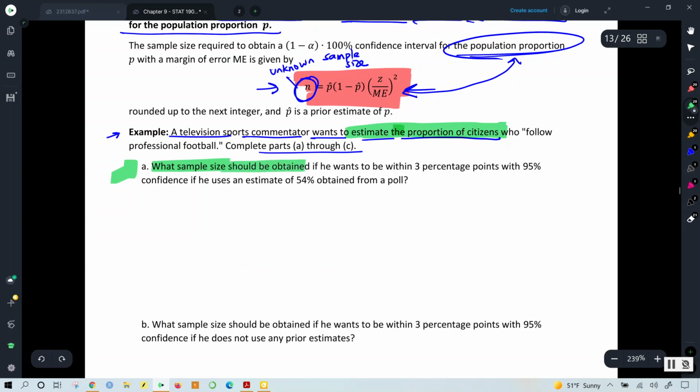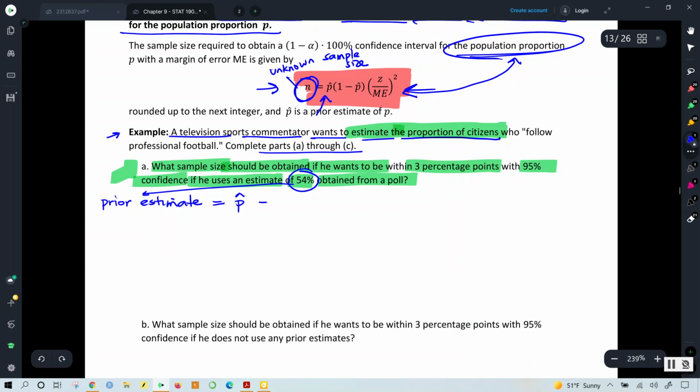What sample size should be obtained if he wants to be within 3 percentage points with 95% confidence if he uses an estimate of 54% obtained from a poll? In other words, this 54% is what we call a prior estimate. That prior estimate is your P-hat in this formula. That is 0.54. So as it stands, we have our P-hat.